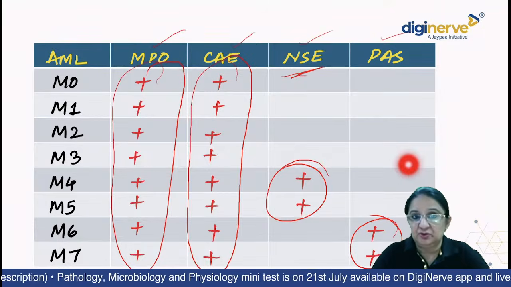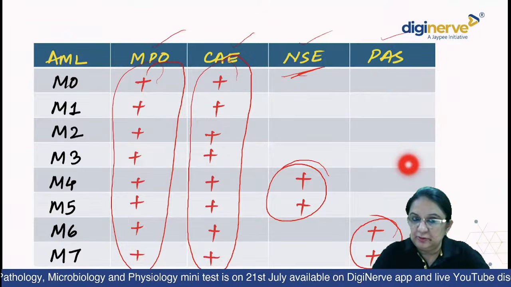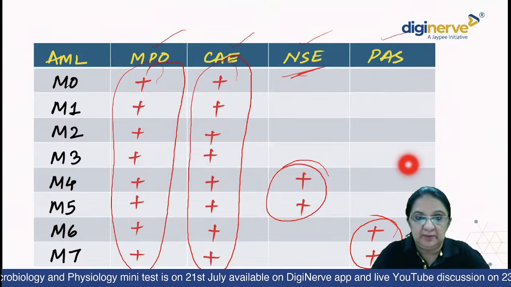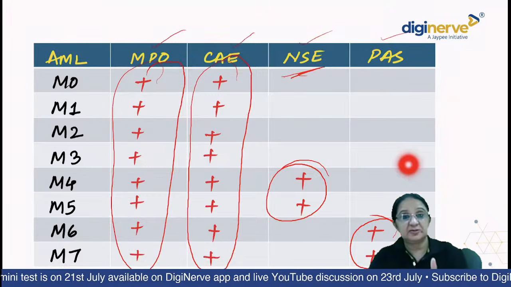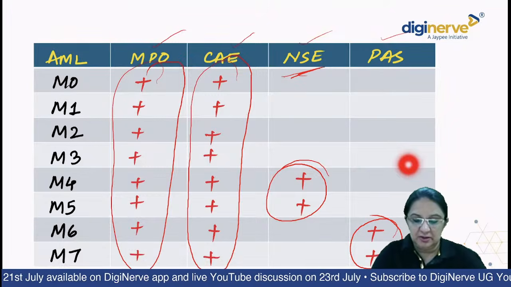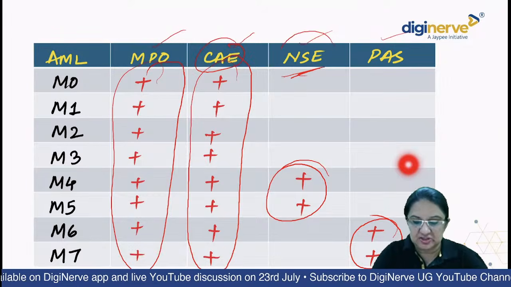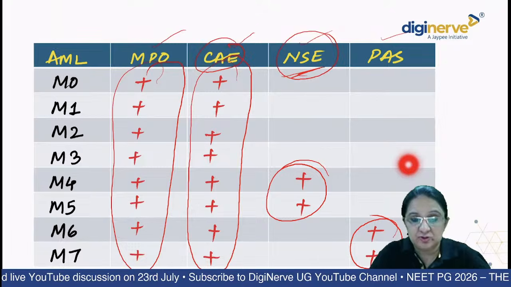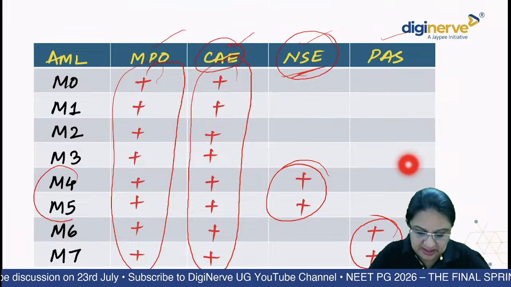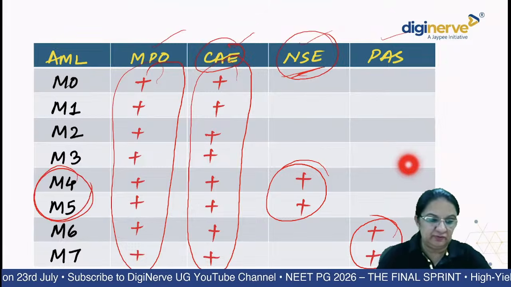If they ask you which are the two types of AMLs that are 2-esterase positive. 2-esterase, what do I mean by 2-esterase? Chloroacetate esterase and non-specific esterase. 2-esterase positive, which are those? They are your M4 and M5, right? M4 and M5.